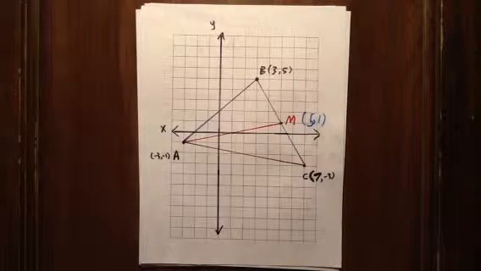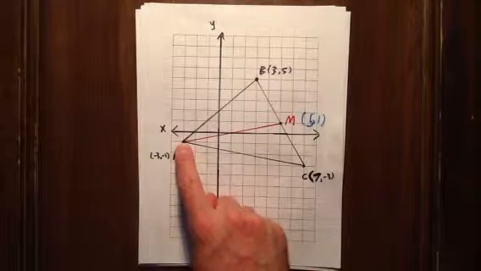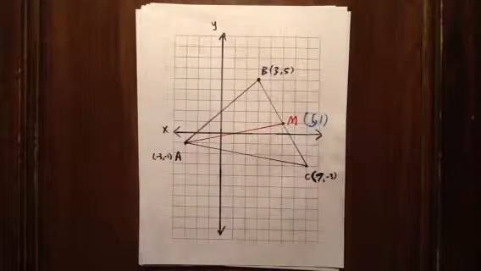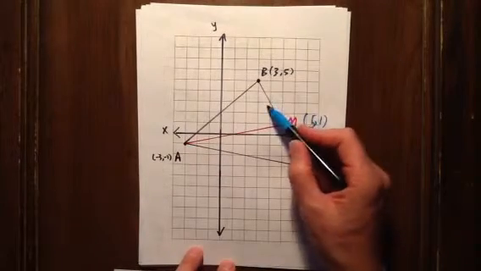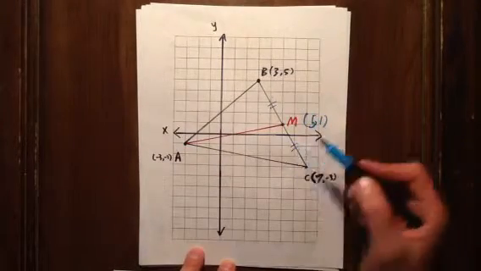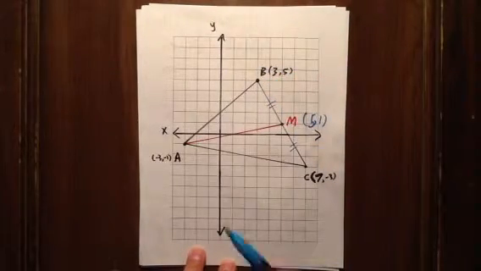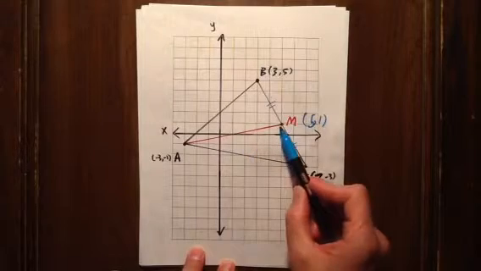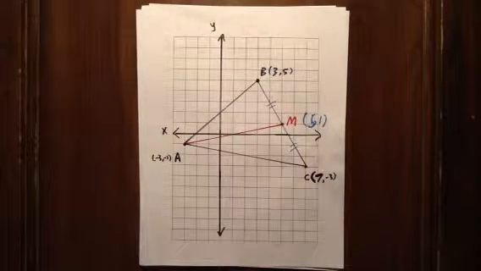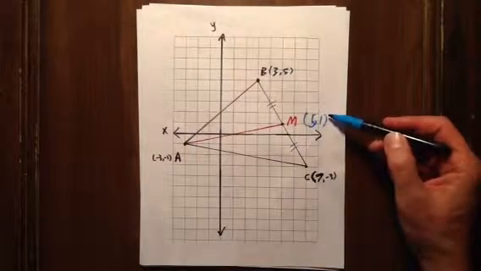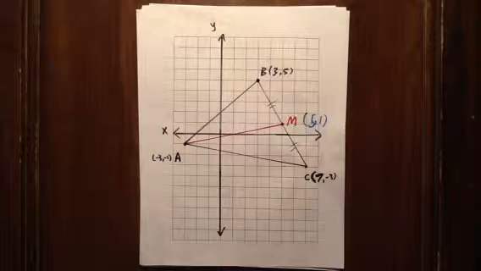Now it discusses the median line from vertex A, so we're going to go from vertex A to the midpoint on the opposite side. And you have to keep in mind that this half of the line segment is equal in length to this half of the line segment. And we're going to figure out the equation of that red line. Well, the first thing we need to do is figure out the coordinates of the point. And you can see here the coordinates are 5, 1. But let's see how we can calculate that.